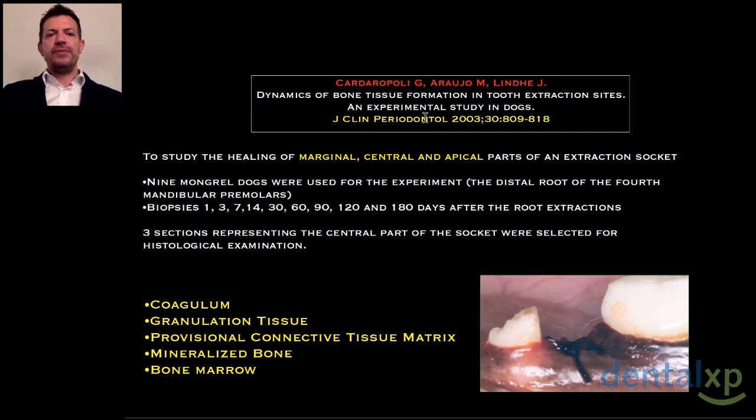They performed a series of extractions of lower premolars, and they performed histological analysis after 1 day, 3 days, 7 days, 2 weeks, 1 month, 2 months, 3 months, 4 and 6 months after root extraction, in order to understand the volume occupied by different tissues like coagulum, granulation tissue, provisional connective tissue matrix, mineralized bone, and bone marrow.